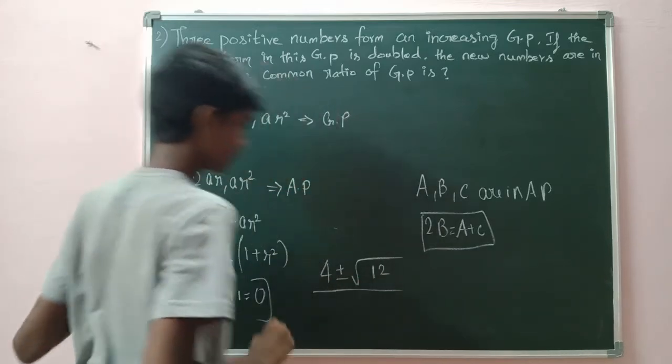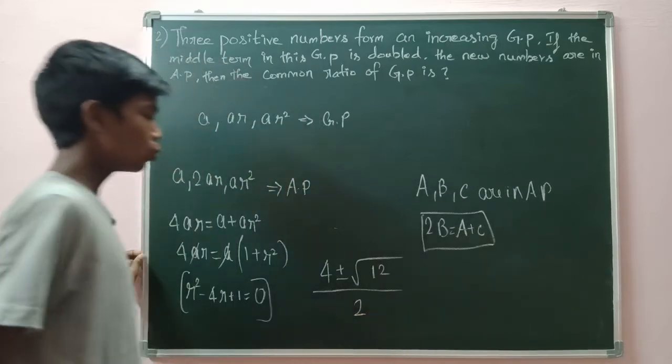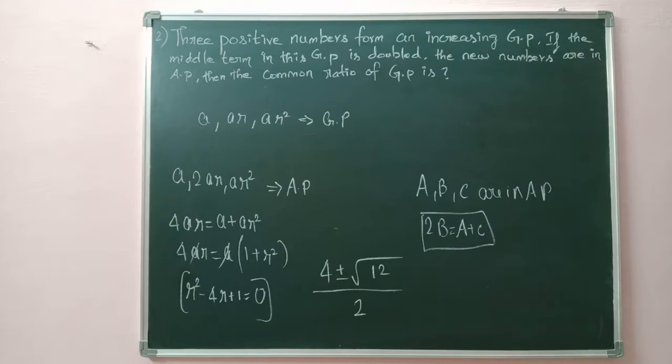Then divided by 2a. 2a is 2 only. I think I did everything correct, or you guys will check me. So I'll get 4 plus or minus root 12 by 2. And that is something we'll get.